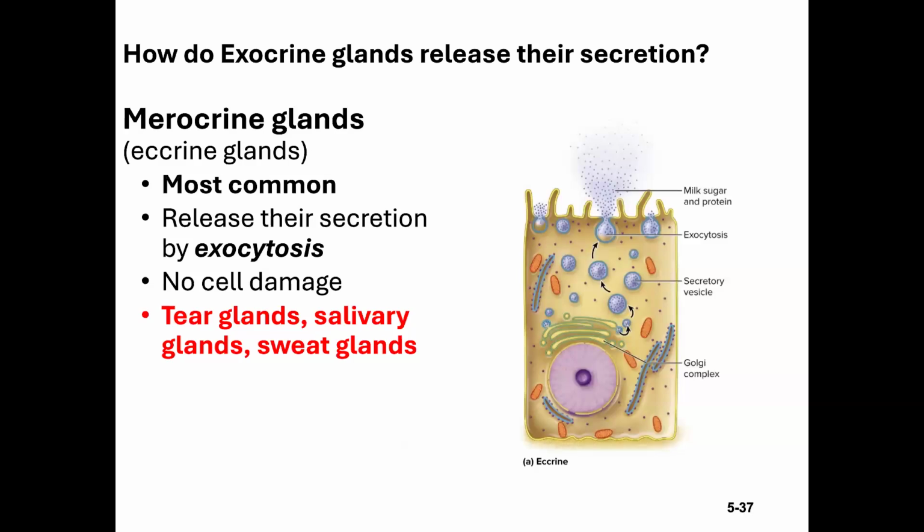Exocrine glands release their secretion by three different methods. The most common method is exocytosis. We learned about exocytosis. So what they do is they fill, and they make an opening, and boom, it goes out. Tear glands, salivary glands, and sweat glands.